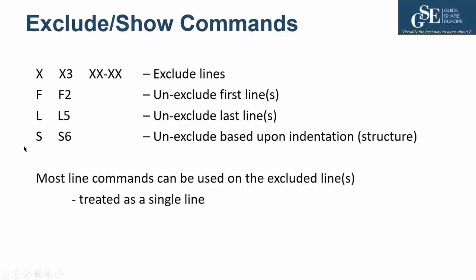Excluded lines can be used for a number of reasons. You can use the line commands to exclude a block. Maybe you want your variable definitions right next to the code or whatever. You can use those to exclude individual lines. And if you want to pop some of them back, you can use the F and L to unexclude either the first or the last line. The S command can be used to show a structure. I'll show that in a second here. And a key thing to remember for an excluded line is it's treated as a single line. So if you've excluded 20 lines and you just have the dashes there and put a D on that excluded line, you'll delete all 20 of them.